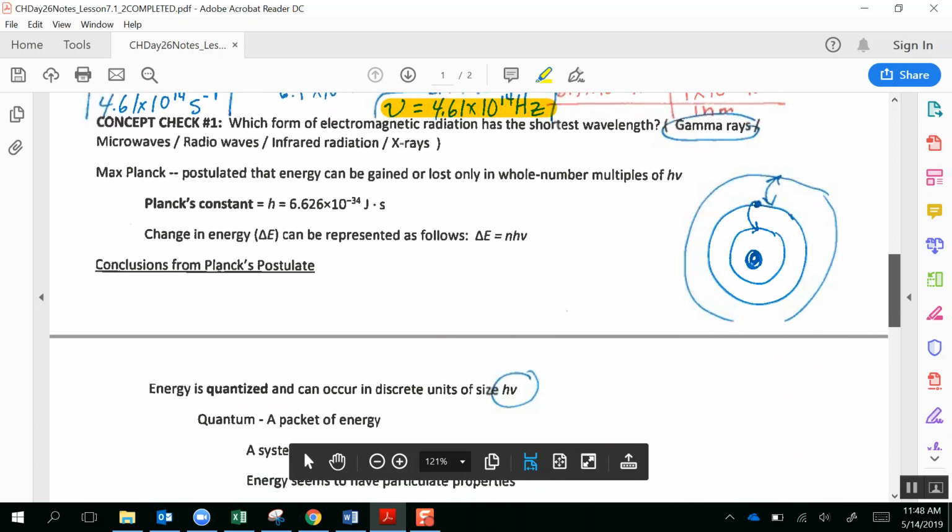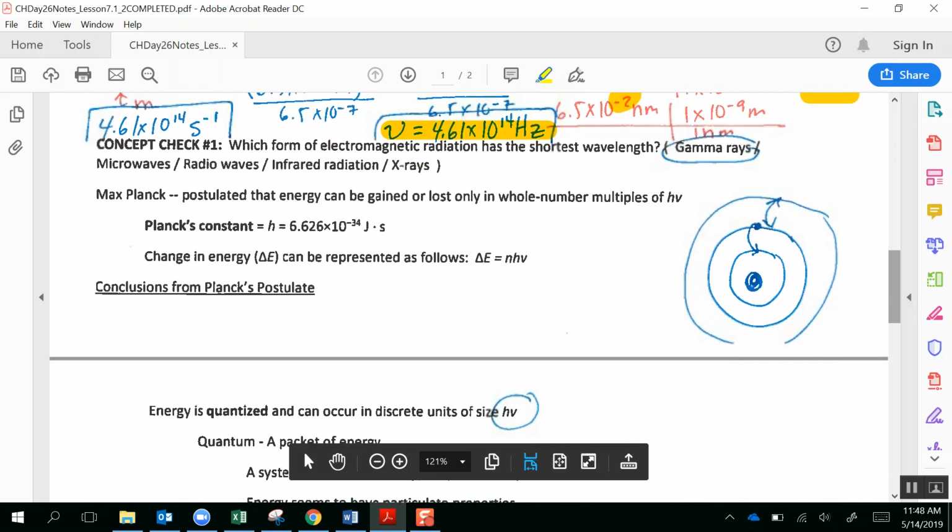Okay, so let's move back down here. Max Planck, a German physicist, postulated that energy can be gained or lost in only whole number intervals of h times nu. h is Planck's constant, 6.626 times 10 to the negative 34, and his change in energy can be represented by that equation there.